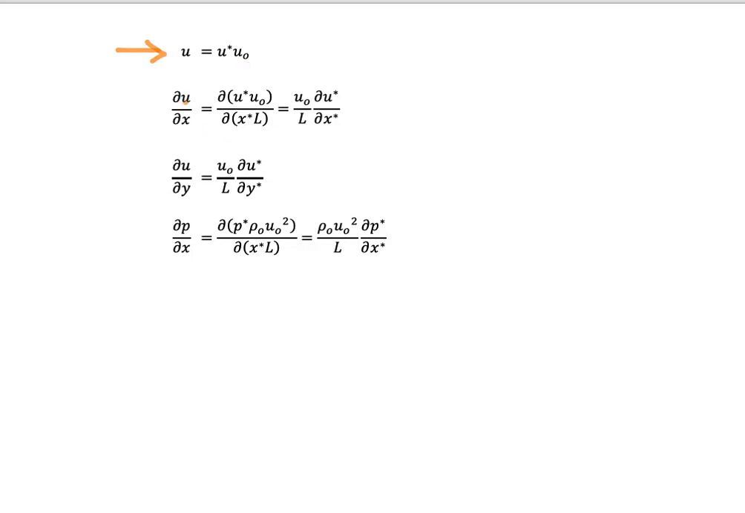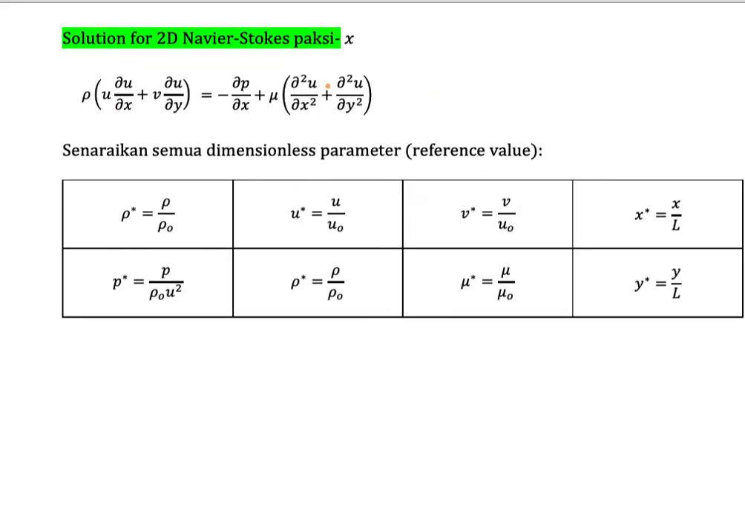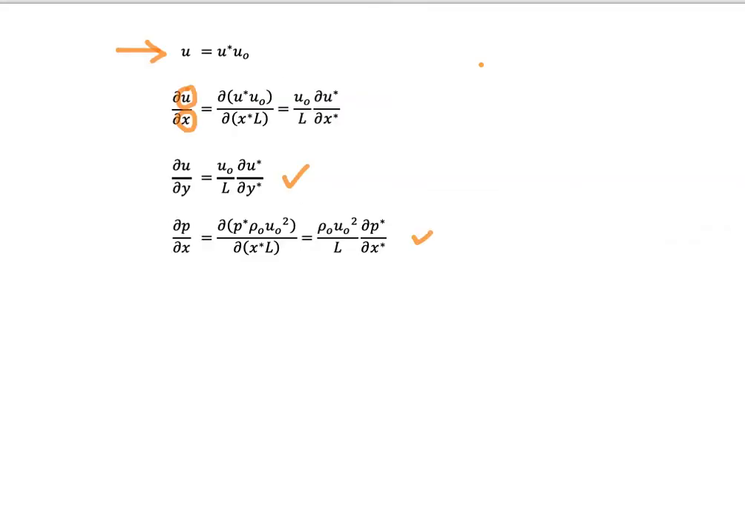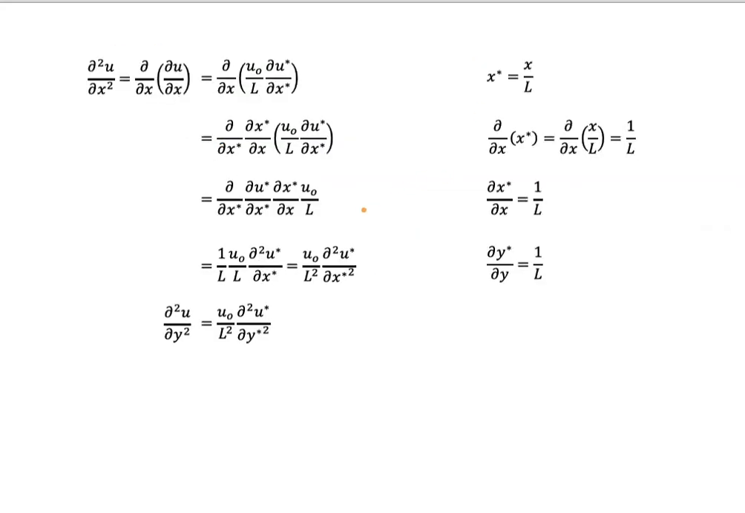And then if we have du dx, what we do is substitute both these terms. We replace u with u star u naught, and x with x star l, and then we factorize them, so we get u naught over l del u star over del x star. So this is the differential for these terms, and this is the differential for the pressure. And then if you see this, we have the second derivative here.